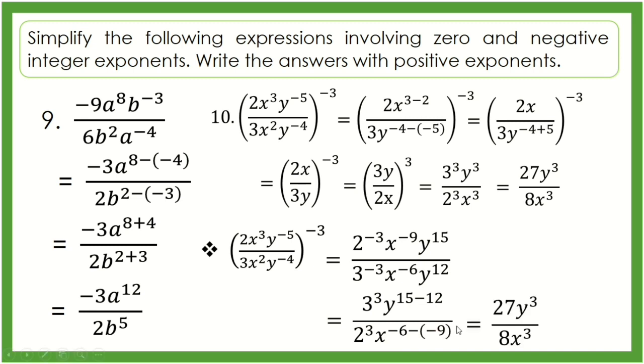Okay, so let's simplify. 3 cubed is equal to 27. Y raised to 15 minus 12 is 3. Okay, 2 cubed is 8. And then, x raised to negative 6 minus negative 9. So, magiging negative 6 plus 9, that is equal to 3. So, the same lang yung ating nakuhang answer.